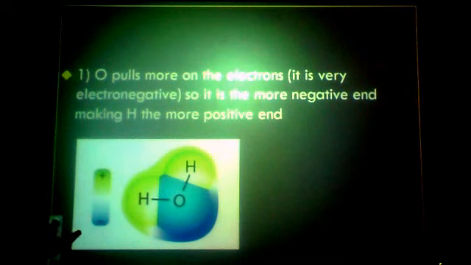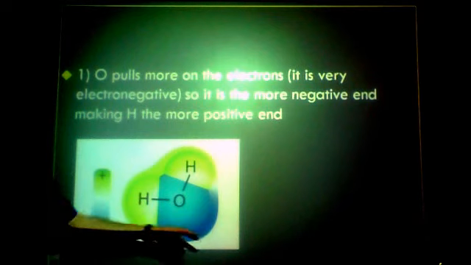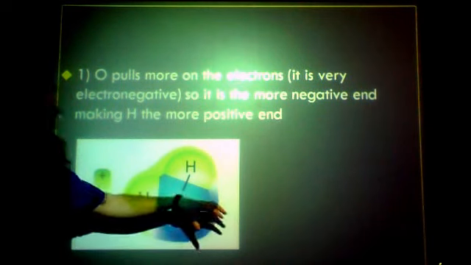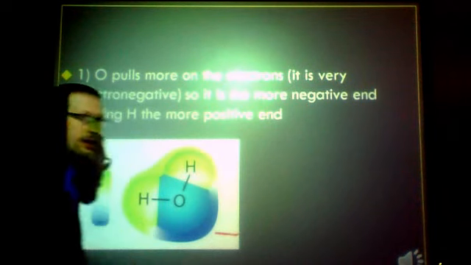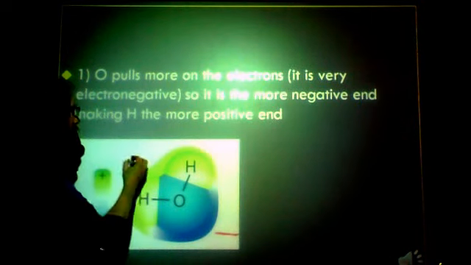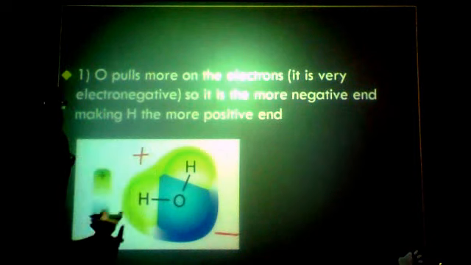You can see in this diagram right here, this shows the charge on a water molecule. Down here at the oxygen end, where the electrons spend most of their time, that's going to result in a negative charge at that end of the molecule. Up here at the hydrogen end, there's an overall positive charge.